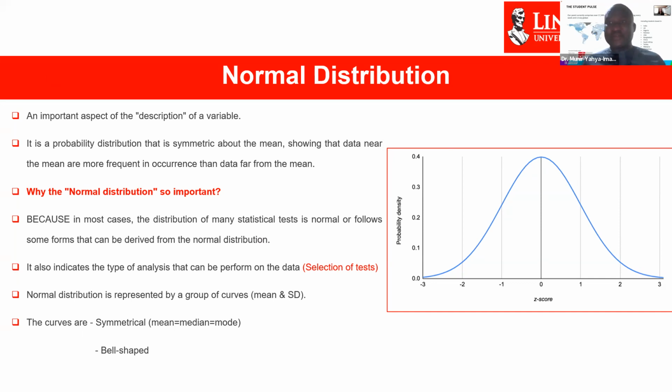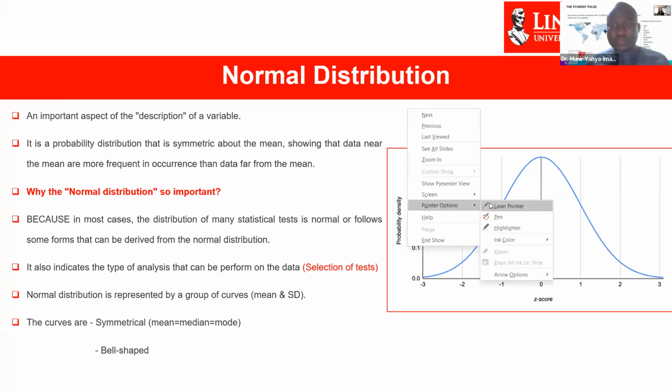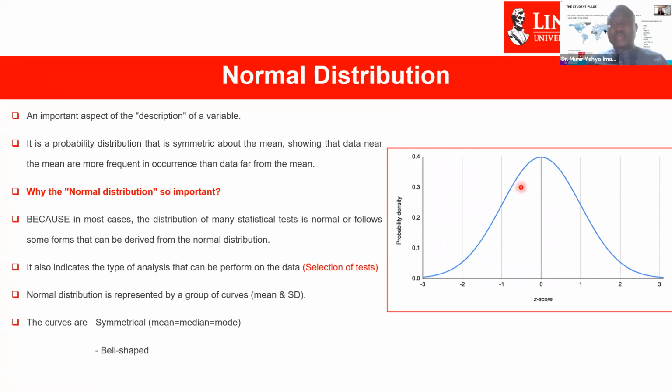So all this is to guide you in order to be able to choose the right test for the right variable. Okay, so it is a probability distribution that is symmetric about the mean, showing that data near the mean are more frequent in occurrence than data far from the mean. So if you look at this diagram towards the right, you can see something like a bell shape. If this is how your distribution looks, then we can say that your variable or your distribution is normally distributed.